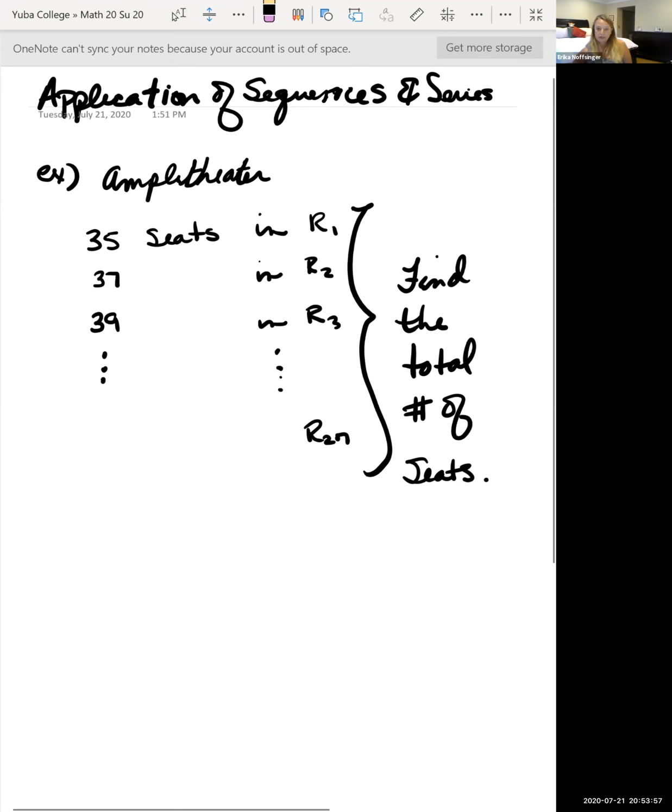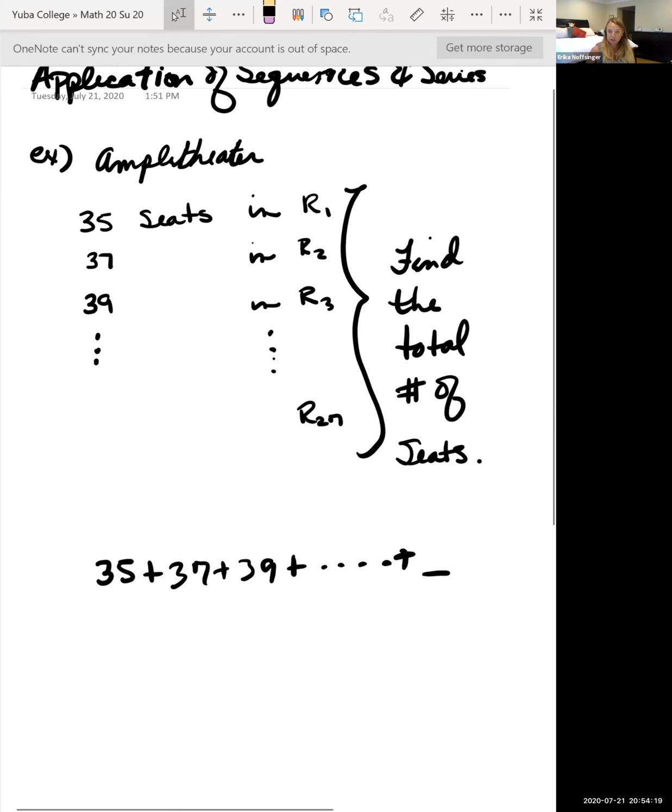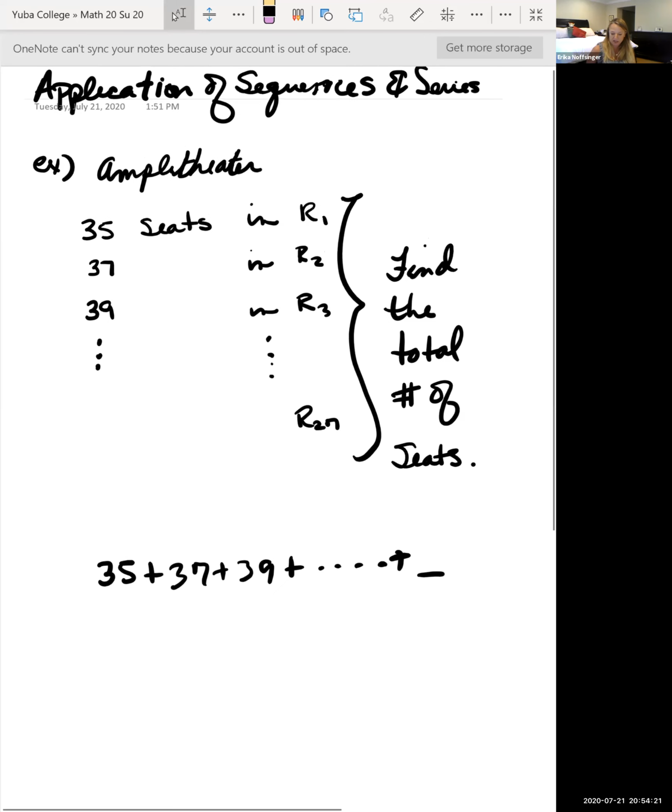Okay, so if you look at this, we are looking at a series because we want to look at the sum. We want to look at 35 plus 37 plus 39 plus ... to, I don't even know what that would hold in here. I can find that in a minute. So let's look and see and show that this is a particular type of sequence. So if I look at the sequence 35, 37, 39, what am I doing to get from one term to another?